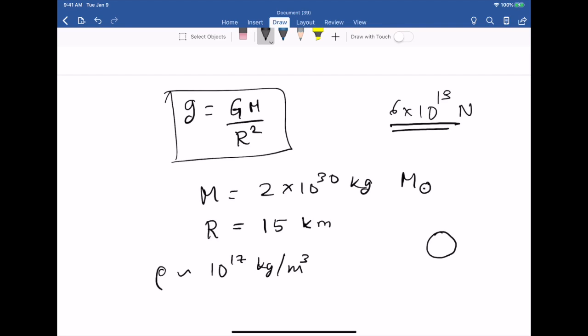What would happen to the person if they did approach the surface of the neutron star? Well, this force would cause the person to shrink down to the thickness of a sheet of paper. All right. So neutron stars are really bizarre and amazing objects.